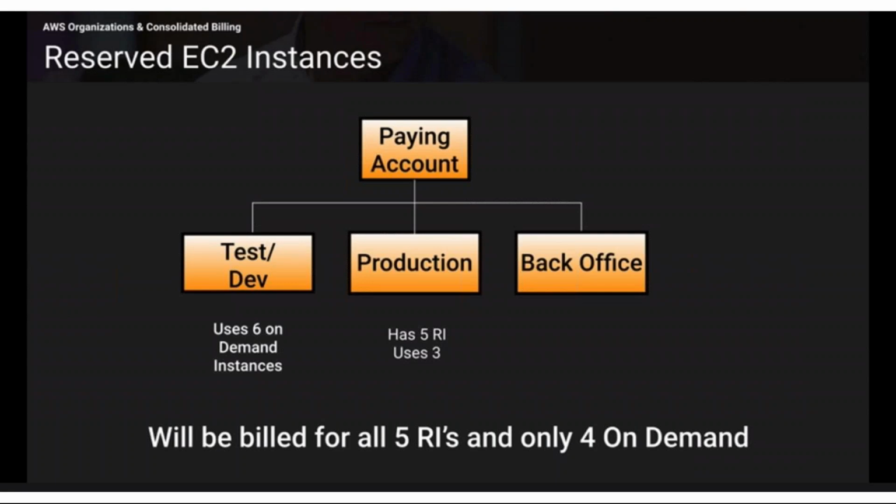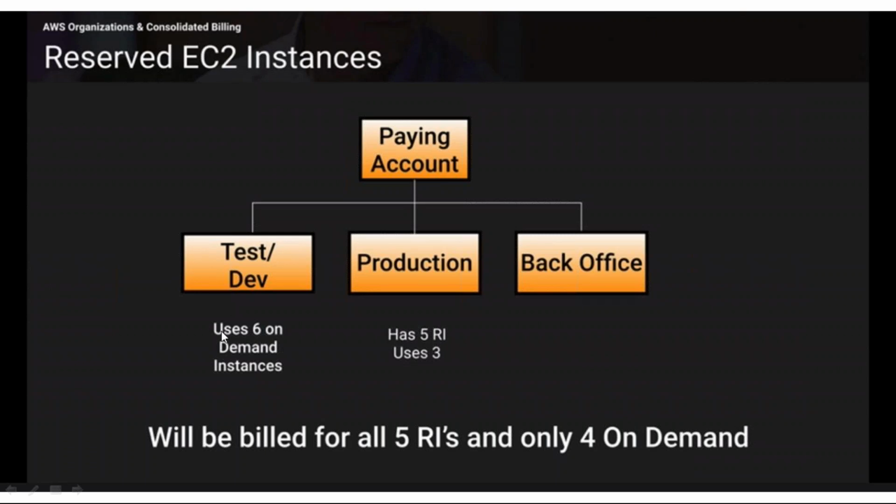Now what happens is, let's say this is the paying account, and this is the test, production, and back office account. This is a production account, so they have purchased 5 reserved instances in this case. What happens with a reserved instance, we all know, is that if a normal instance is charged at $1 per hour on demand, then if I have purchased it as a reserved instance, the cost will be almost 50% or 60% less. So let's assume it's a 50% saving. So it becomes $0.50 per hour. In the production account, they have purchased around 5 reserved instances.